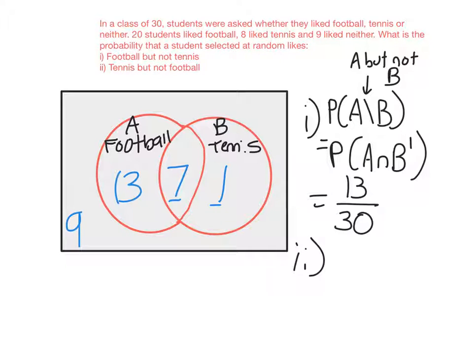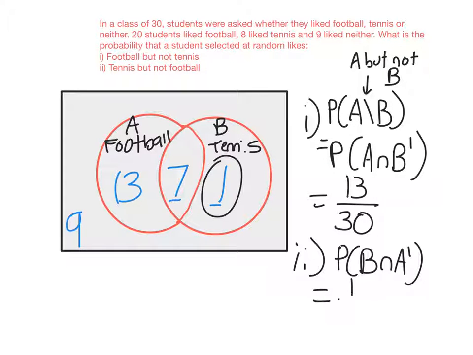Similarly, for the probability that I pick a student who likes tennis but not football, there is only one student who is in the tennis circle but not the football circle. This is the probability of B, the event the student likes tennis, and A complement, B but not A. There's one student who is in the circle B but not in the circle A, so the probability the student selected at random likes tennis but not football is 1 over 30.